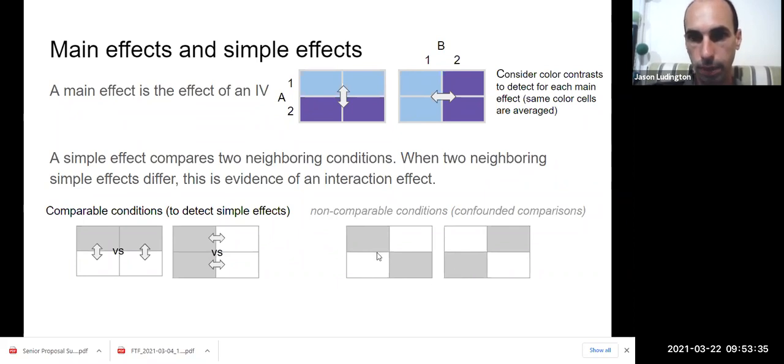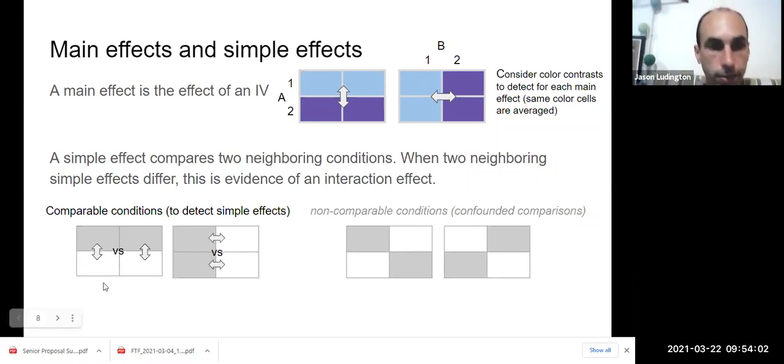All right, so skip, let me not even talk about that, and let's go up to this. When two neighboring simple effects differ, this is evidence of an interaction effect. So we can detect interaction effects by comparing simple effects.